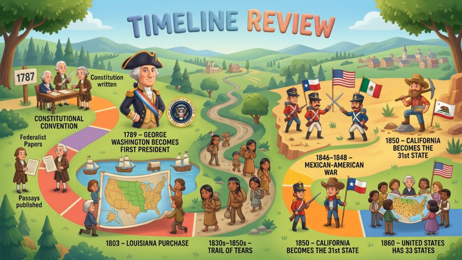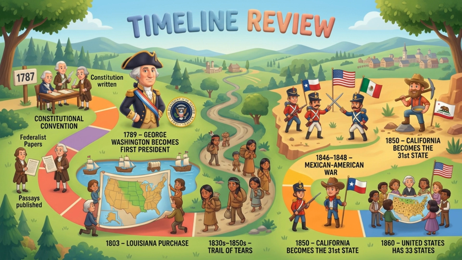Let's review the major events. 1787: The Constitution was written at the Constitutional Convention. The Federalist Papers helped win support for the new Constitution. 1789: George Washington became the first president. 1803: The Louisiana Purchase nearly doubled the nation's size. 1830s to 1850s: The Trail of Tears forced thousands of Native Americans from their homes.